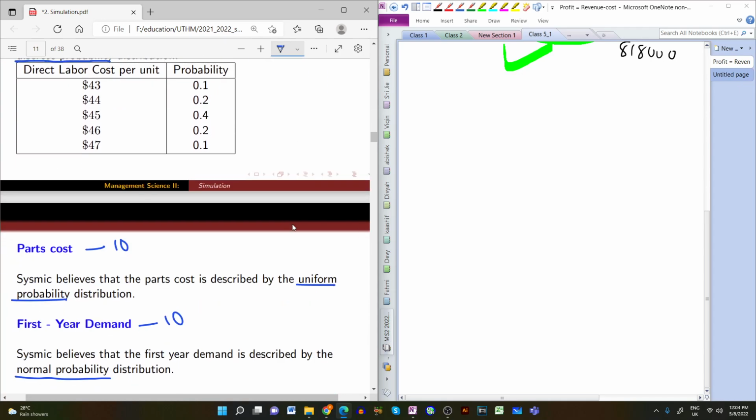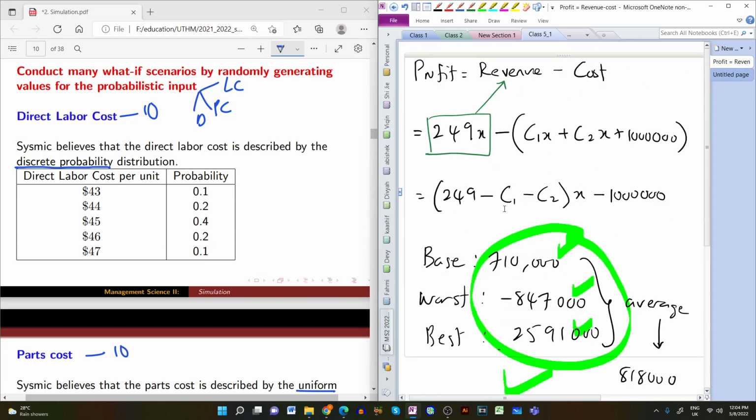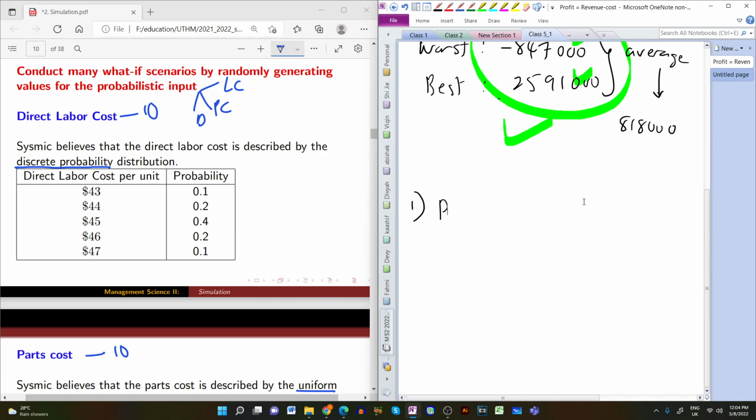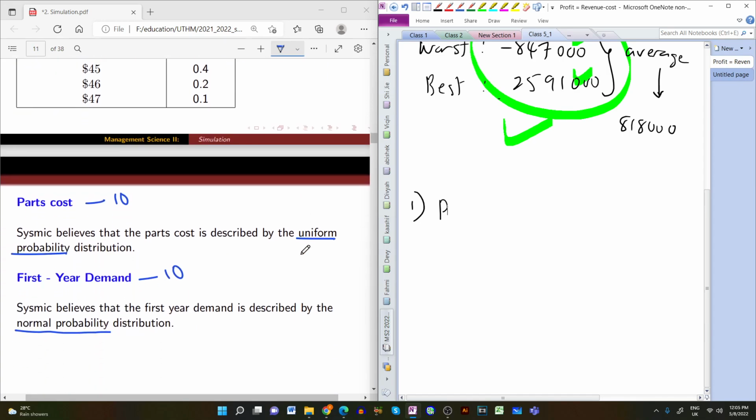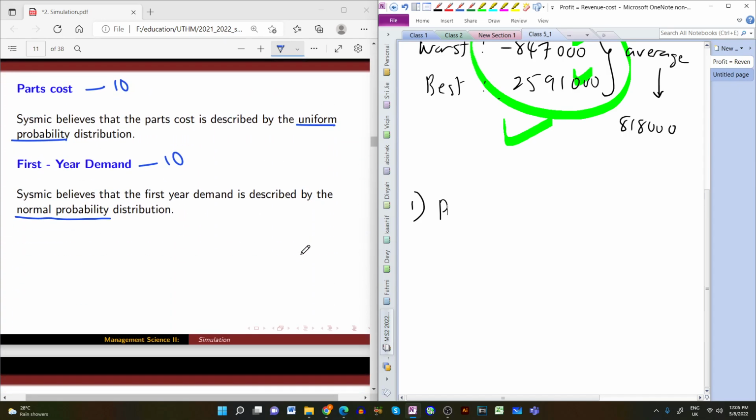So how are we going to do it? For the first time I'm going to compute the profit, I need to input this C1, C2 and X, isn't it? So how are we going to pick the C1, C2 and X without any bias? Any random numbers, any randomly we're going to use. So we are going to use random numbers for that.